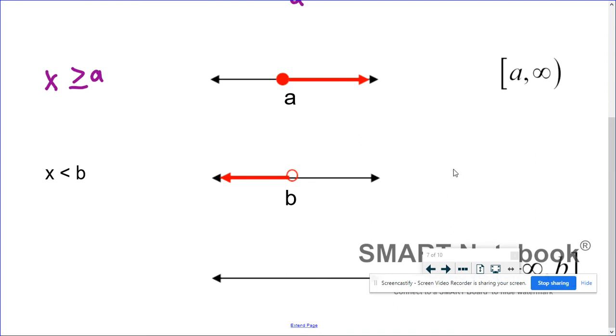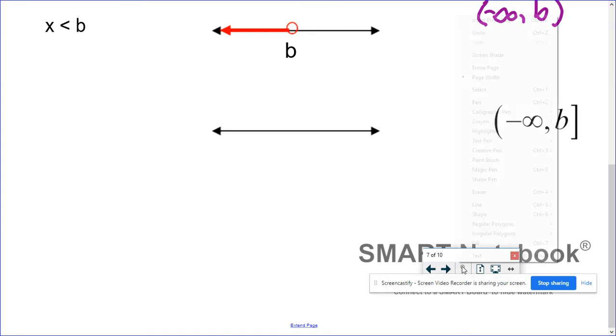So when I write my interval notation, it's what's on the left side and then what's on the right side. What's happening on the left side here is it's going forever to the negative side. So it's going to be negative infinity. We are going to use a negative sign in front of the infinity to talk about going forever to the left. Up here, when it was going forever to the right, we used just infinity. On the right side, it stops at b. And because it's an open circle, because it's just less than, it's going to be a parenthesis around the b.